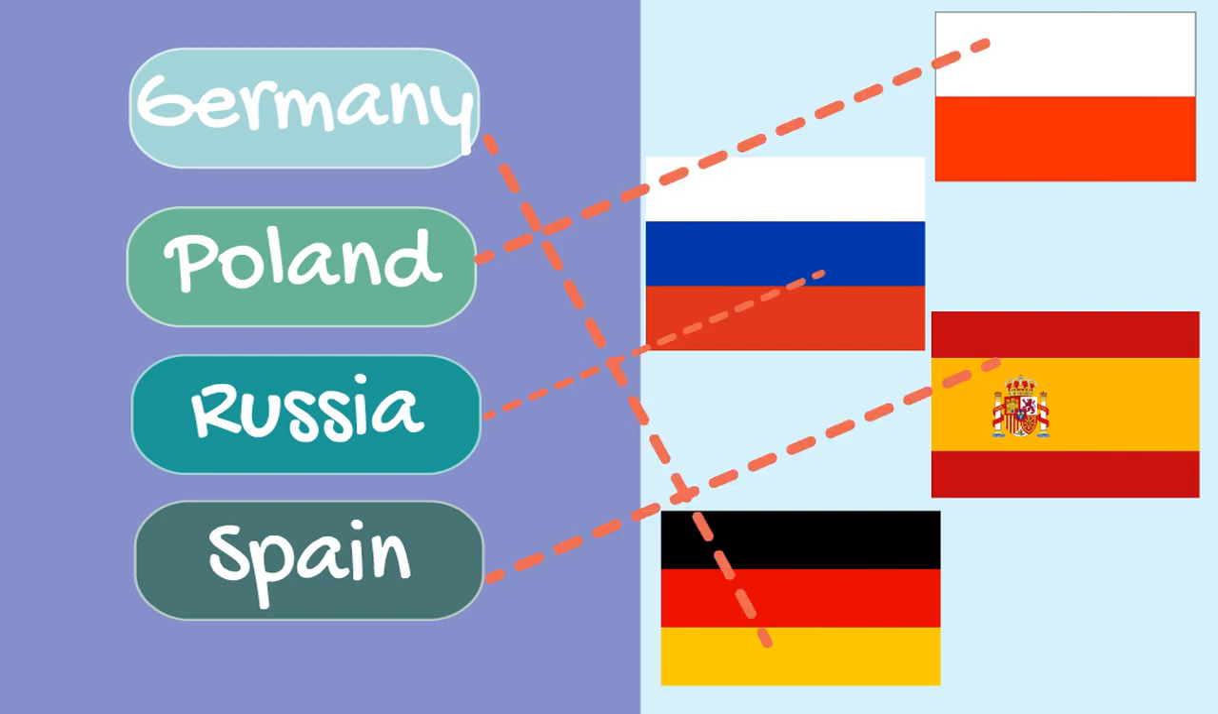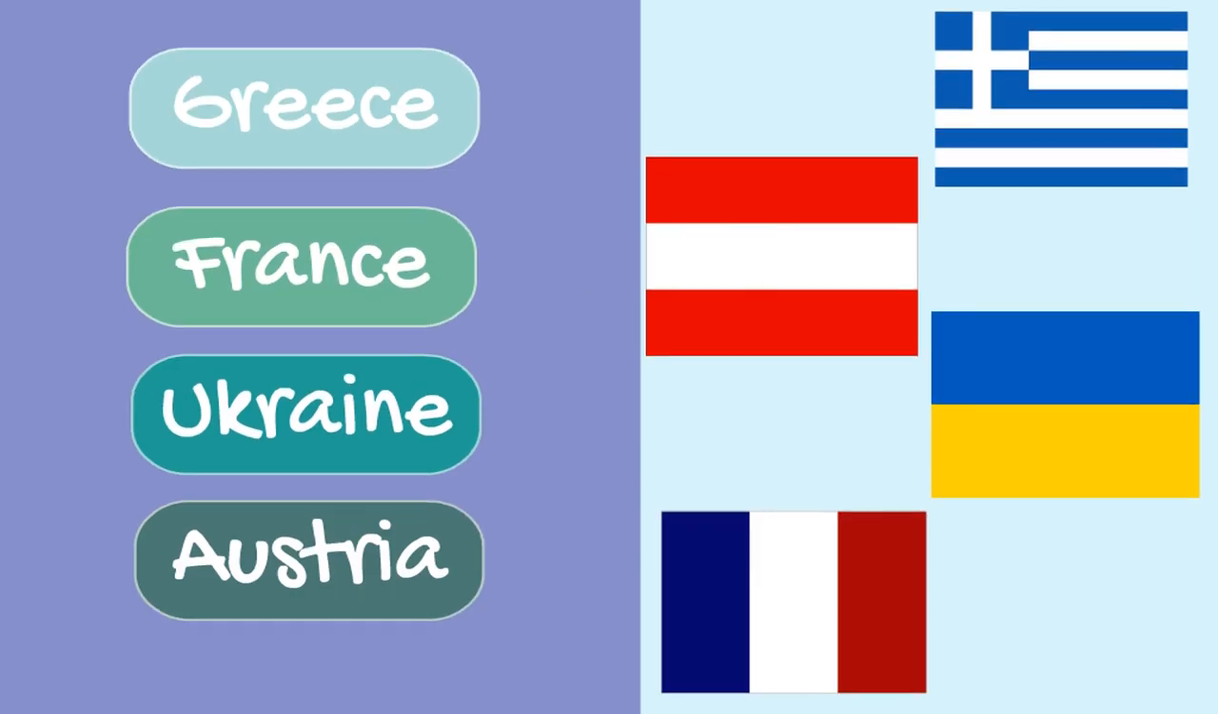Well, this is what you should have got. Give yourself a tick for each one you got correct. And we'll move on to round 2. New set of flags, same rules. Pause the video and match them up. And here's what you should have got. Give yourself a tick for each one you got correct. And we'll move on to the final round.